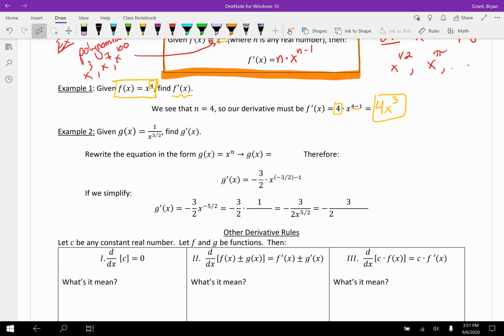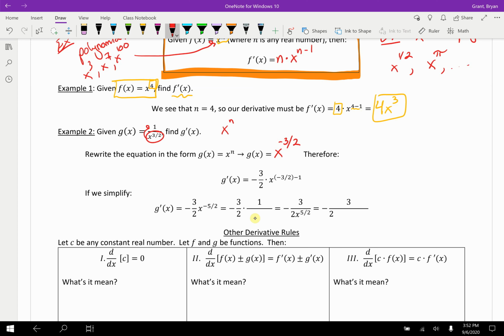Otherwise, if we aren't able to do that, we have to go back to our limit definition. The limit definition always works, it's just really long, so we might as well use this shortcut when we can. So we need to rewrite this as x to the n. We know how to do that though. We bring this up and it becomes x to the negative 3/2. Whenever you move the position of x to a power in a fraction, it changes the sign of the exponent. Well, now we can use our power rule.